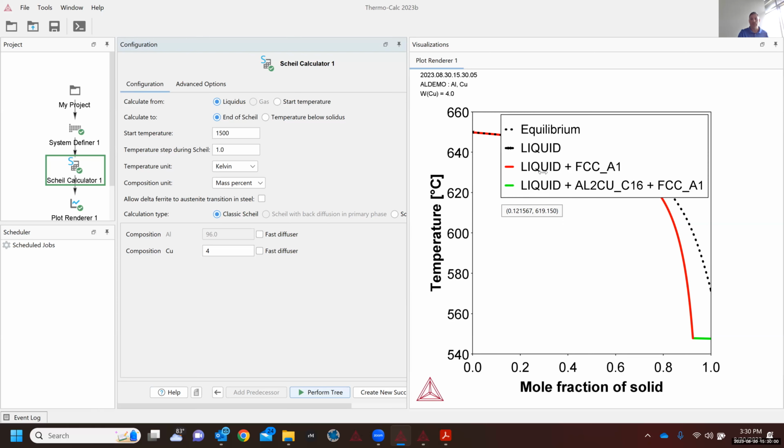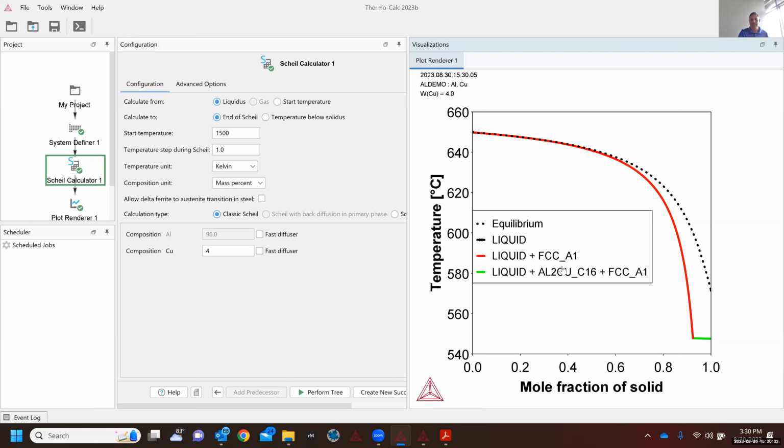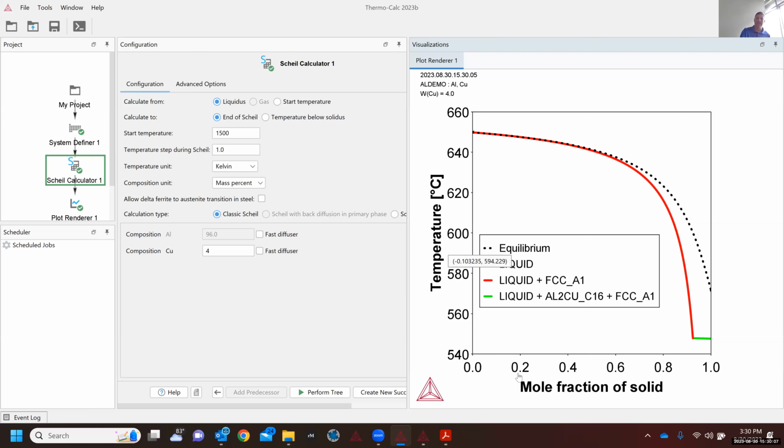So what we get when we do a Scheil solidification calculation is, the first thing that pops up will give you the mole fraction of solid on the x-axis and temperature on the y-axis. This tells you the temperature at which 20% solid will have formed. So our liquidus here is about 650. By 647 will have formed 20% of our total solid. By 640, it'll be about 50%.